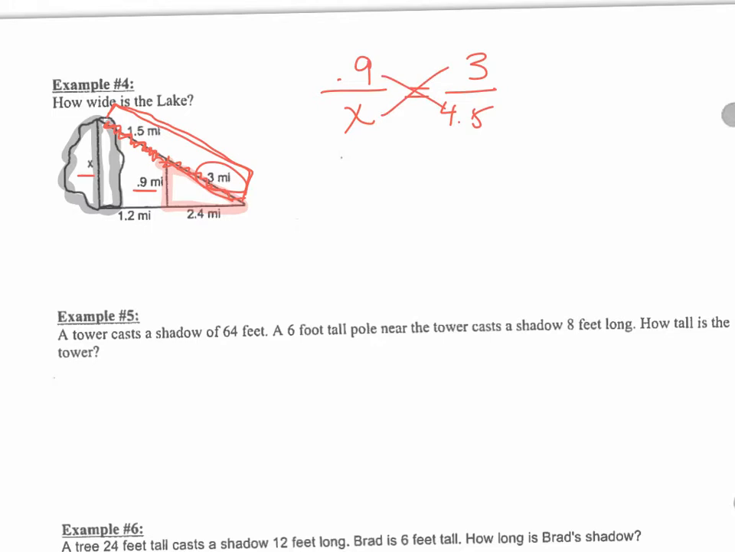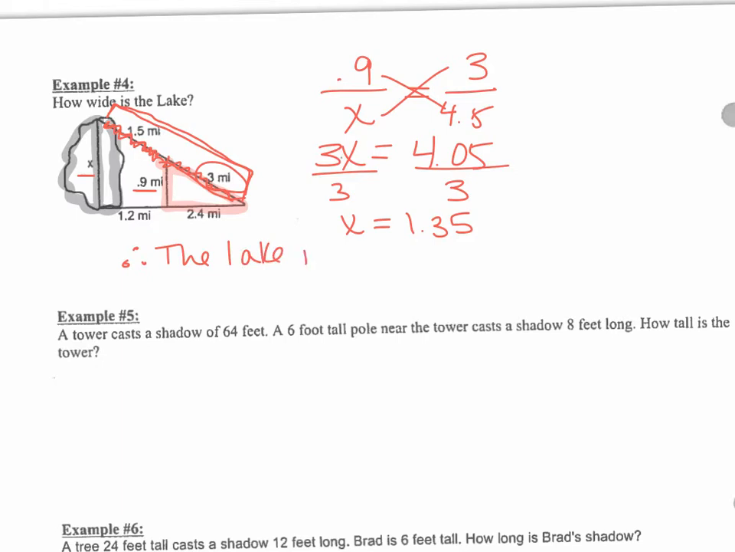So now I'm going to go ahead and cross multiply. So I have 3x equals, what's 0.9 times 4.5? Hold on, I don't know if I typed that in right. 0.9 times 4.5 is 4.05. I'm now going to divide by 3. So x is 1.35. So therefore, the lake is 1.35 miles wide.